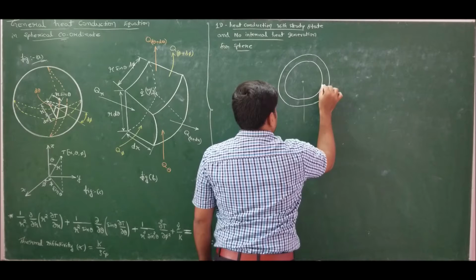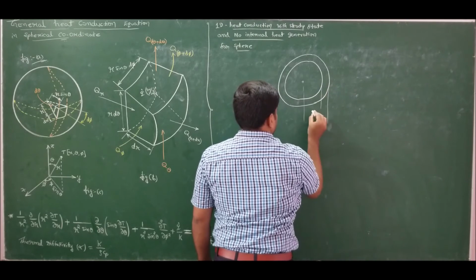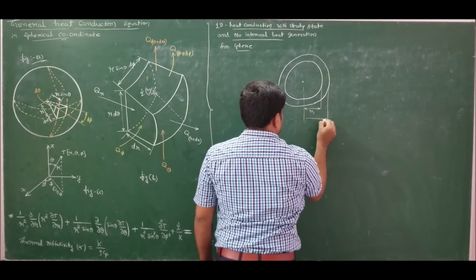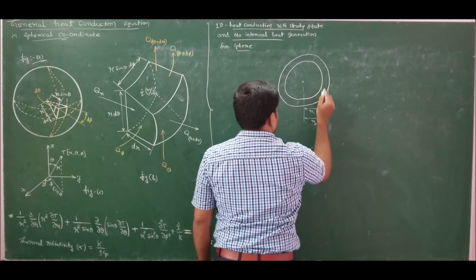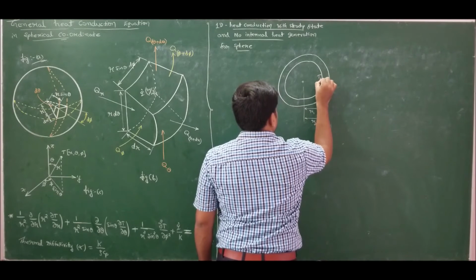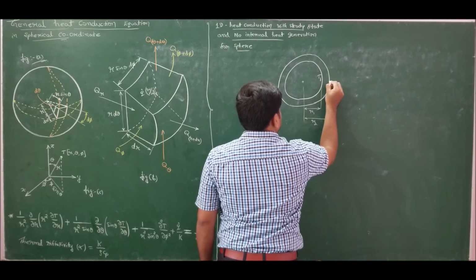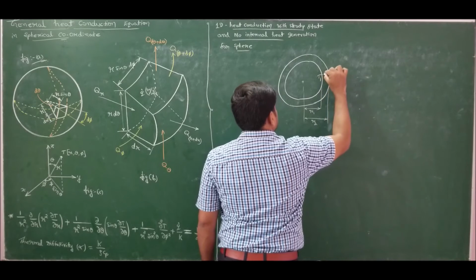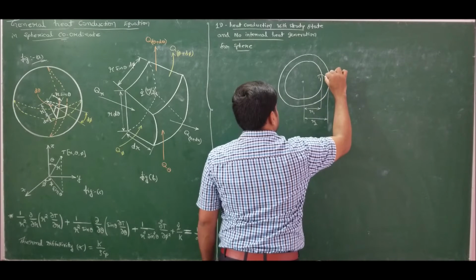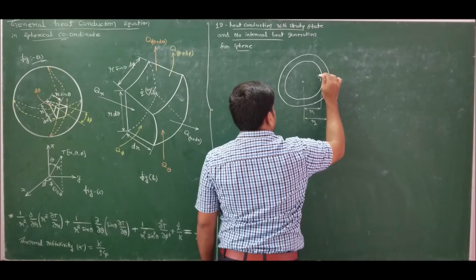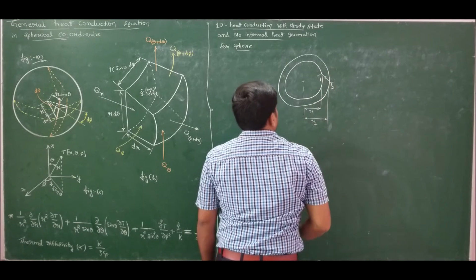So if I plot the radius and thickness, we can plot it like this. Let us take the radius R1 and radius R2. At radius R1, let us take the temperature T1. At radius R2, let us take the temperature T2. And let us consider this as the gradient over the thickness, where thickness is R2 minus R1.